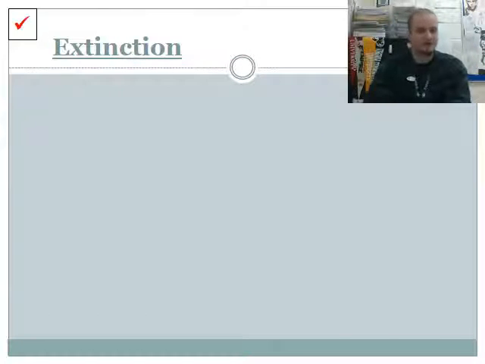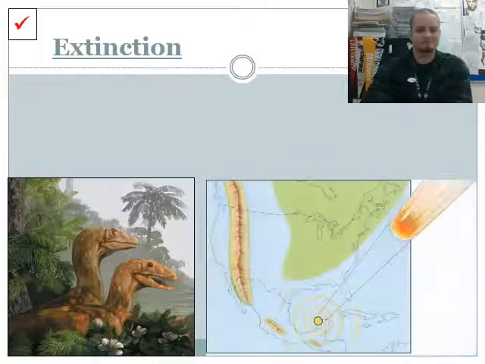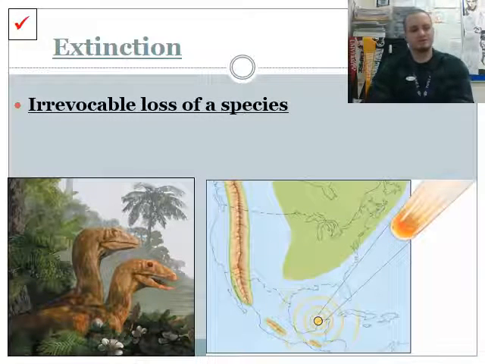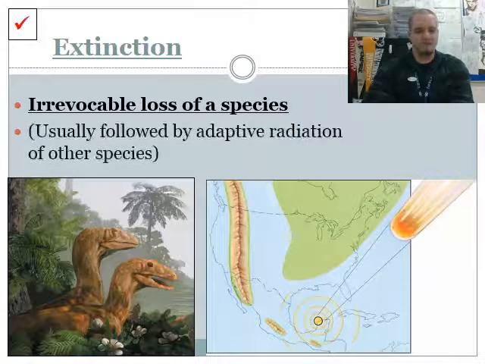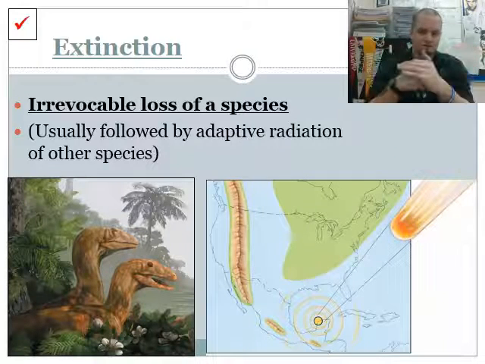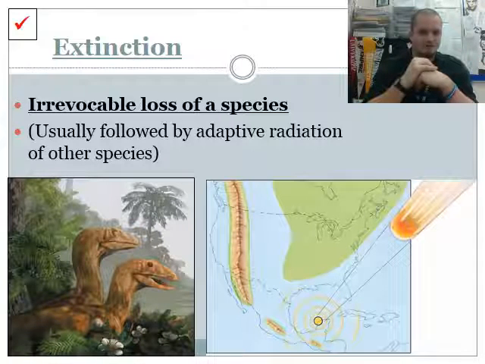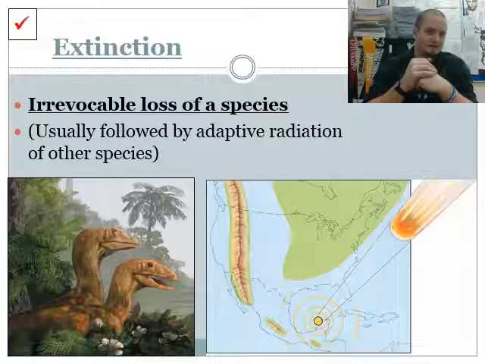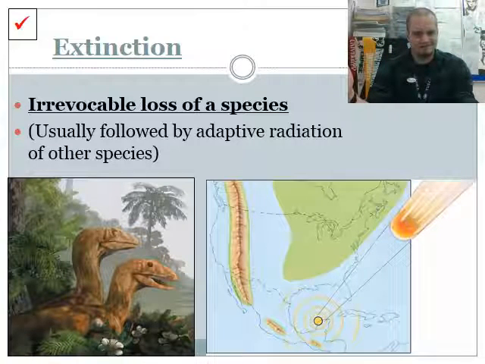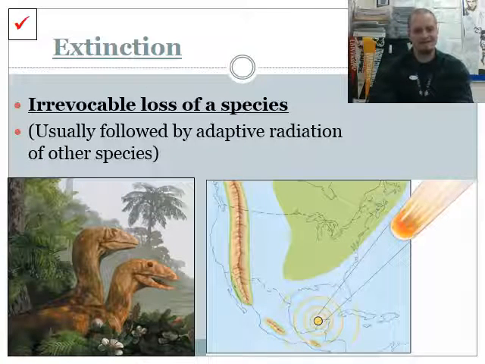Now, on the other hand, we have extinction. Dinosaurs. You have my respect. Extinction would be the irrevocable loss of a species, usually followed by adaptive radiation of other species. So, think about the dinosaurs. Meteor hits, wipes them all out. Unless we're talking like John Hammond, you can't really bring them back. You can't really bring back the dinosaurs. Once they're extinct, that's it, man. Game over. Game over, man! They're not coming back.